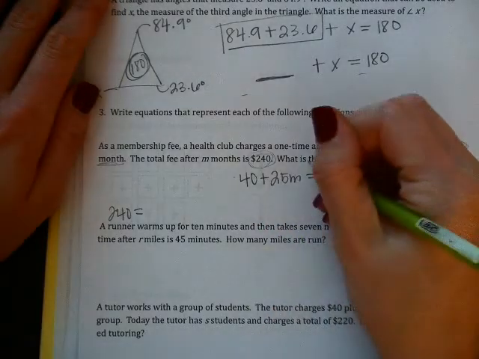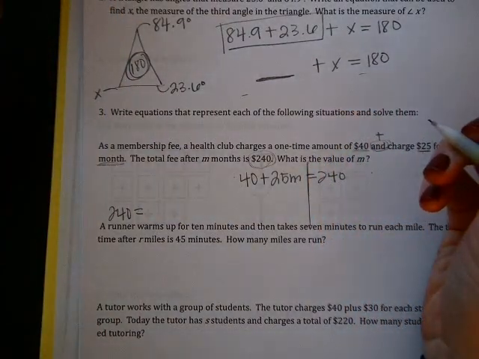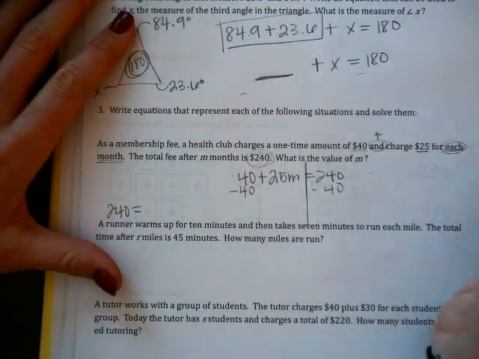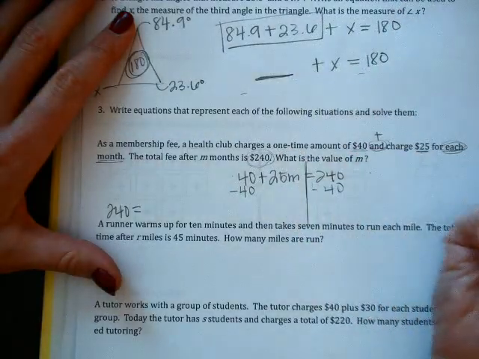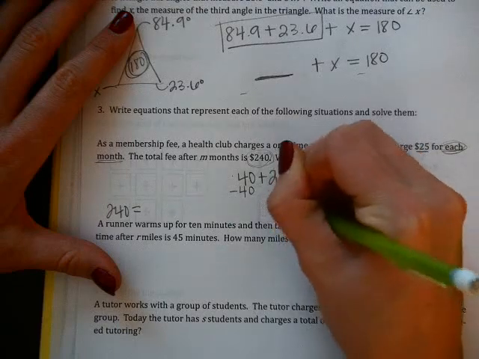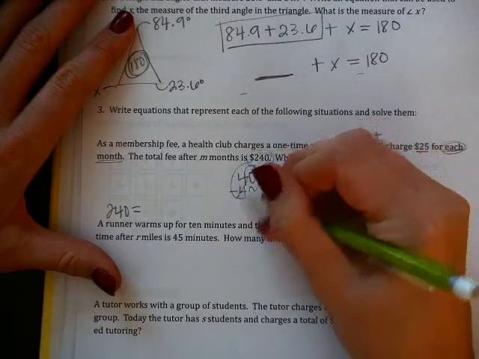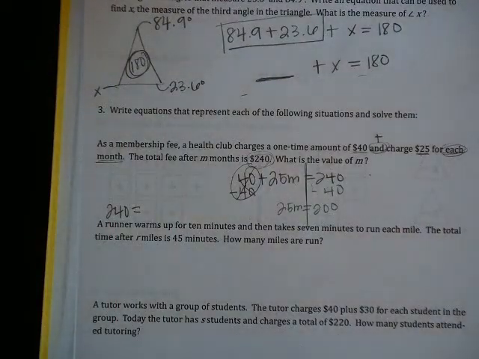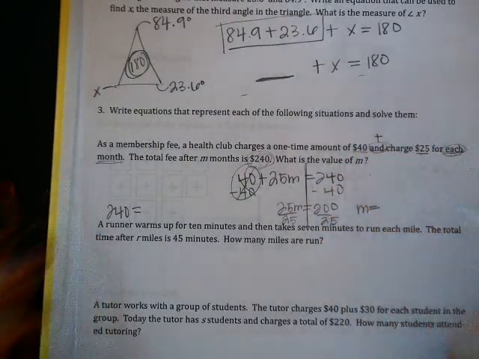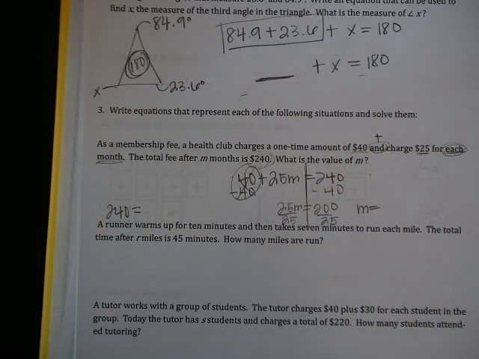Okay? And you think about it, when you solve it, even if we hadn't written an equation, we probably would have said, okay, I know that 40 of these $240 was for the application fee, or that one-time fee. So I take that out and I know, okay, I've spent $200 left over, and that's what I've spent on the monthly part. So I can divide up the $25, and that's going to tell me how many months I've paid for my gym membership. Okay.